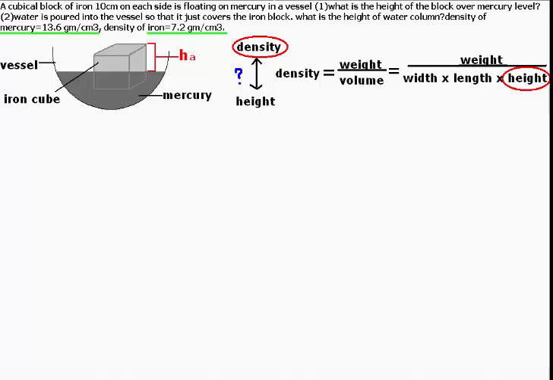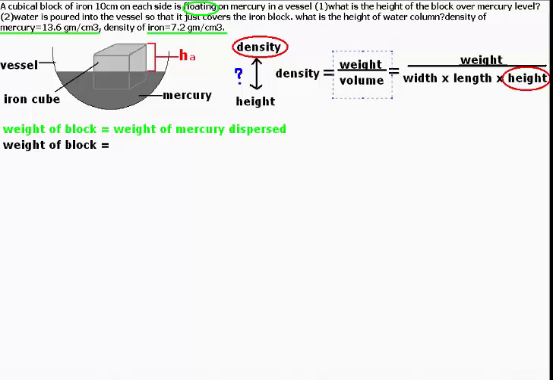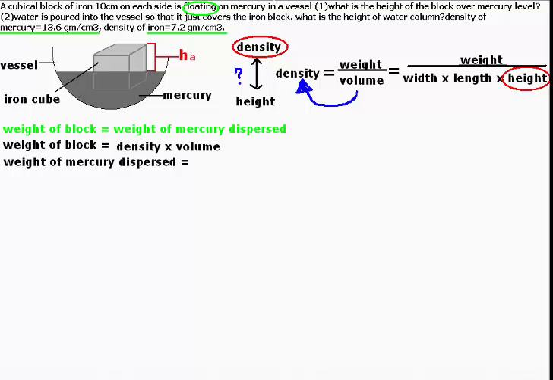The next clue points to the fact that the iron cube is floating on mercury. The term floating should remind you that this is a buoyancy question. Therefore, in this case, the weight of the block should equal the weight of mercury displaced. So let's start by defining the weight of the block. We know from the question above that the density is equal to the weight divided by the volume. Therefore, if we multiply both sides of the equation by volume, that moves volume to the left-hand side, multiplying density, and that leaves us with the equation that the weight of the block is equal to density times volume.